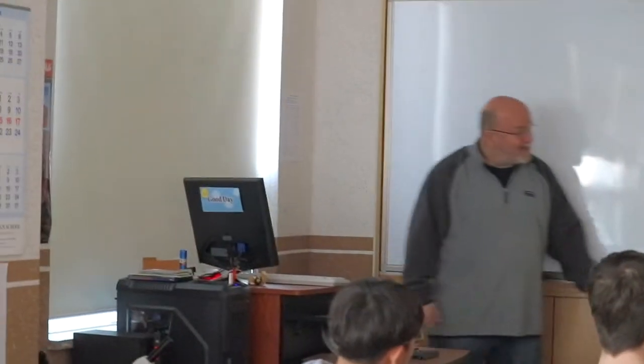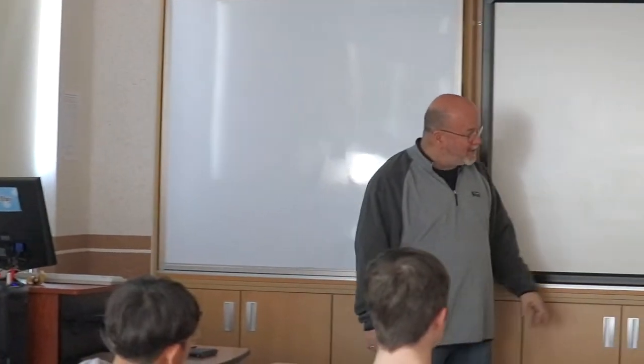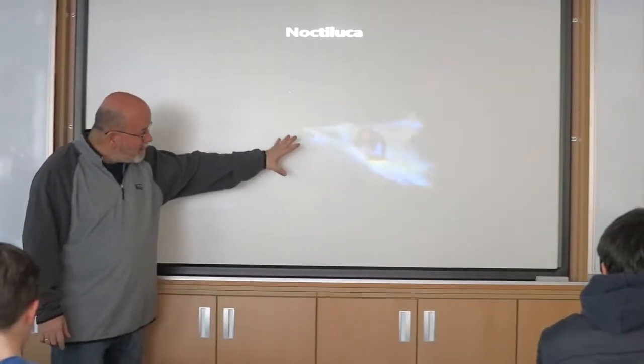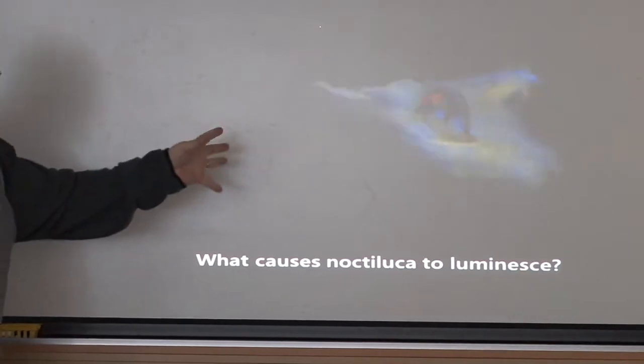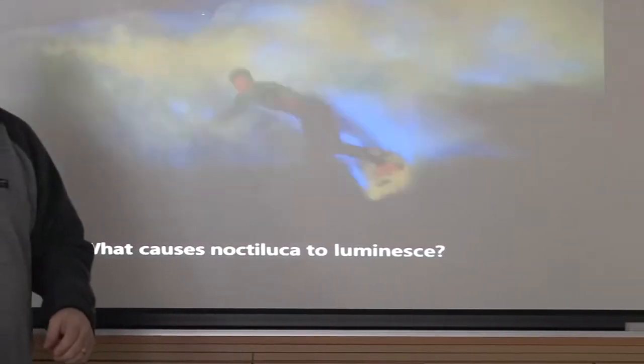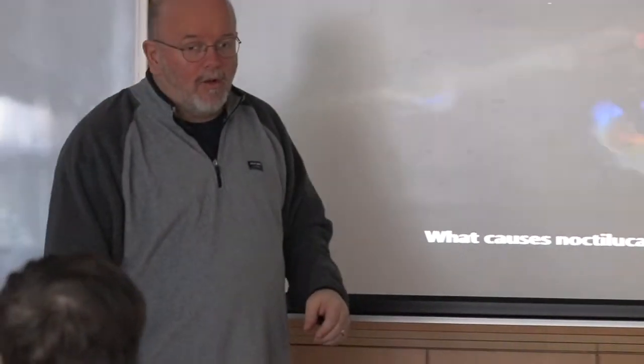And then here, like this one, it looks like he's surfing on electrical currents. You see the bioluminescence coming out. My question for you is, what causes Noctiluca to luminesce? Why is it luminescing in each of these pictures? What's causing it?